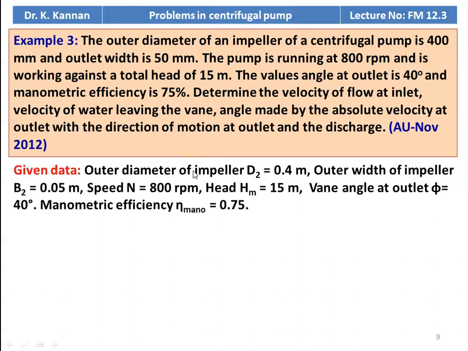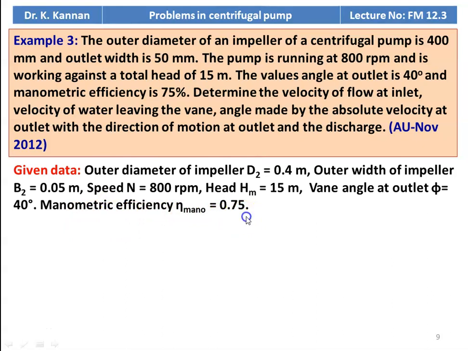So write down the given data. After reading the problem, write down the given data. The outer diameter of the impeller D2 equal to 0.4 meter, outer width of the impeller B2 equal to 0.05 meter, speed N equal to 800 rpm, head Hm equal to 15 meter, vane angle at outlet phi equal to 40 degree, and the manometric efficiency is 75%, 0.75.